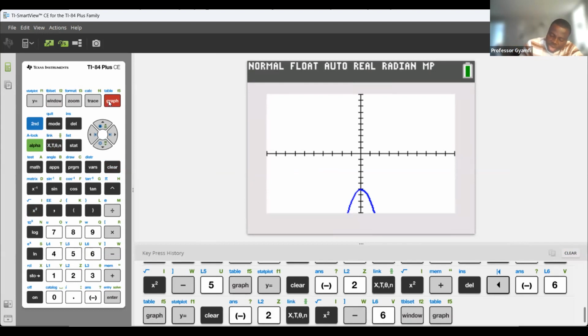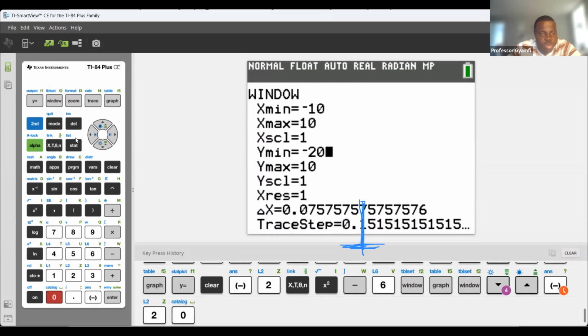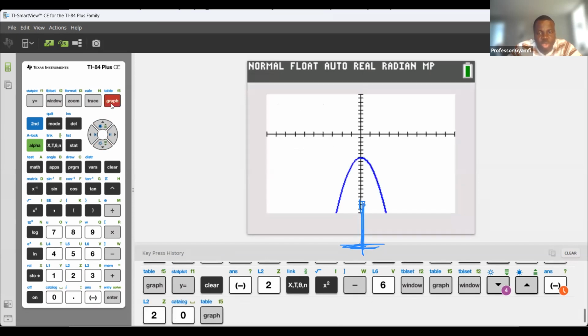Now I could increase my negative y values and then get a bigger graph. So let me do that quickly. So my negative y, I'm going to do negative 20. I just want to get it bigger. Oh yeah, look at it. You see that? So now it's a little bigger. All right, so I'm going to sketch this.